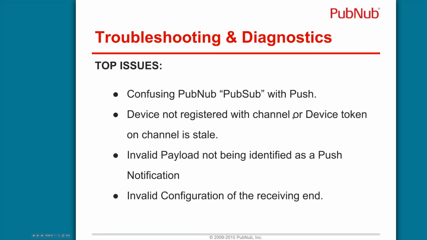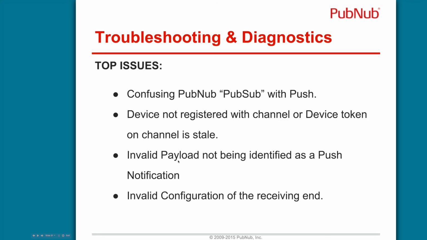Device not being registered with the channel or device token, or the channel is stale. So when you receive your device registration ID, make sure you register that with PubNub, and you probably want to store your device ID in shared preferences or user settings and compare any new device ID with what you had previously. If that device ID changes, you want to make sure to re-register it with PubNub. Otherwise, your device will stop receiving push notifications.